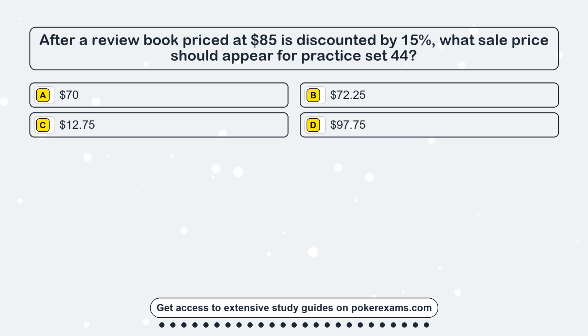Question 3. After a review book priced at $85 is discounted by 15%, what sale price should appear for practice set 44? Option A $70. Option B $72.25. Option C $12.75. Option D $97.75.